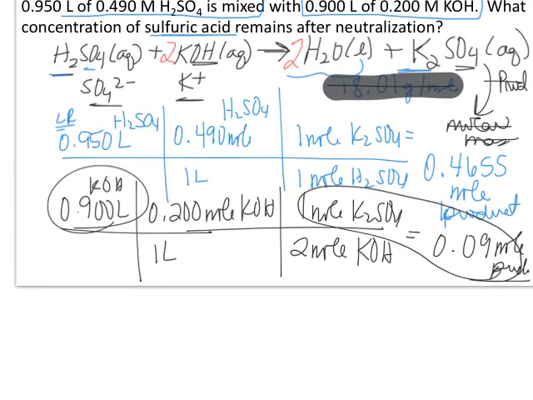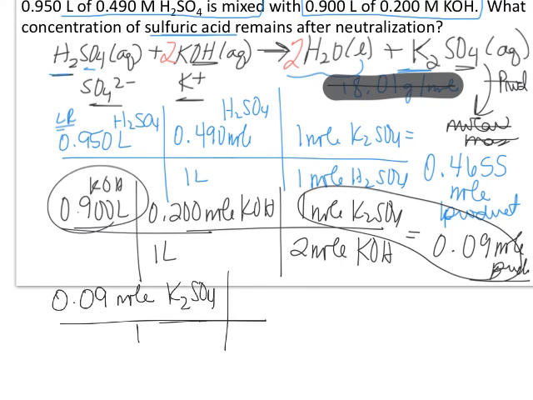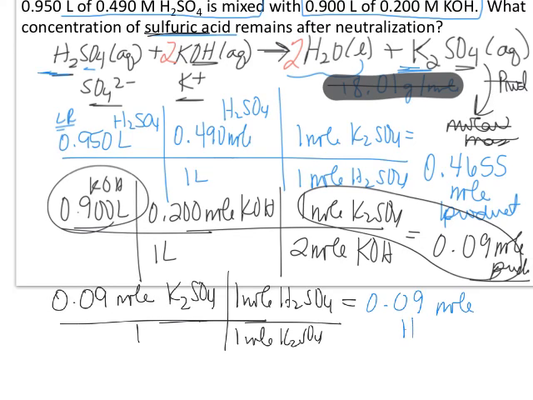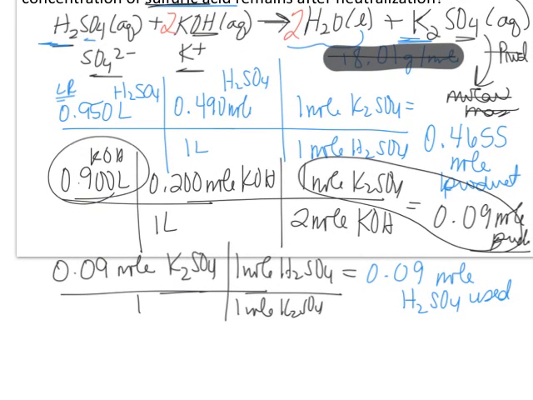So we're going to work from the KOH. What concentration of sulfuric acid remains after neutralization? So we're going to start with 0.09 mole of K2SO4 over 1. And we're going to convert it to moles of sulfuric acid. So for 1 mole of K2SO4, we have 1 mole of H2SO4. And we get that from the coefficients in the balanced equation. So we have 0.09 mole of H2SO4 used because it's asking what remains after neutralization. Well, what do we have? We have minus used equals excess.